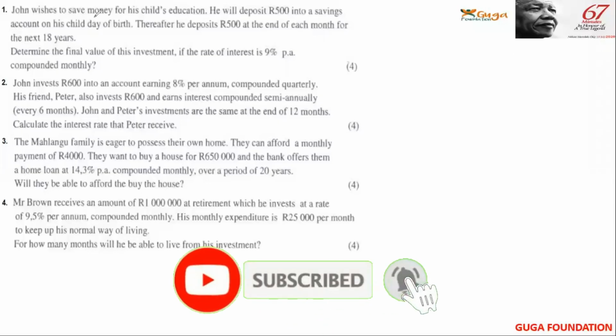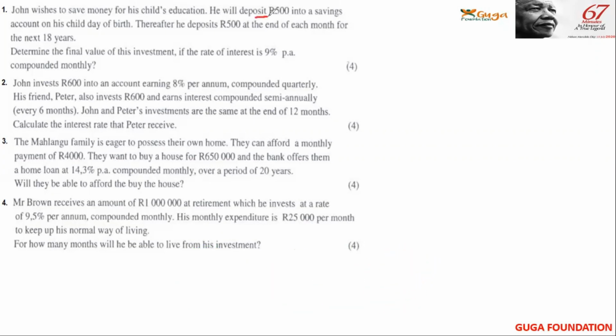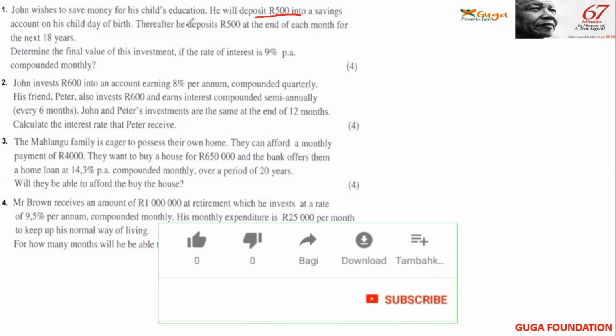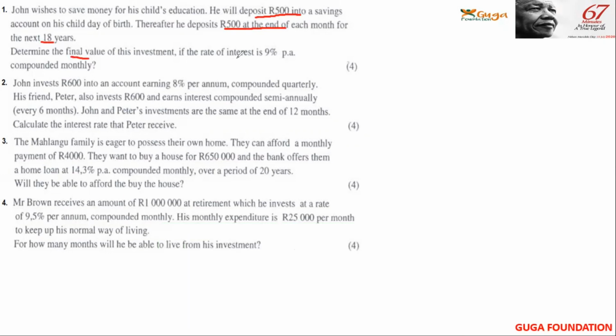Wishes to save money for his child's education, he will deposit 500 into a savings account on his child's day of birth. Okay, this is immediately. Therefore, he deposits 500 at the end of each month for the next 18 years. Determine the final value for this investment if the rate of interest is 9% compounded monthly.